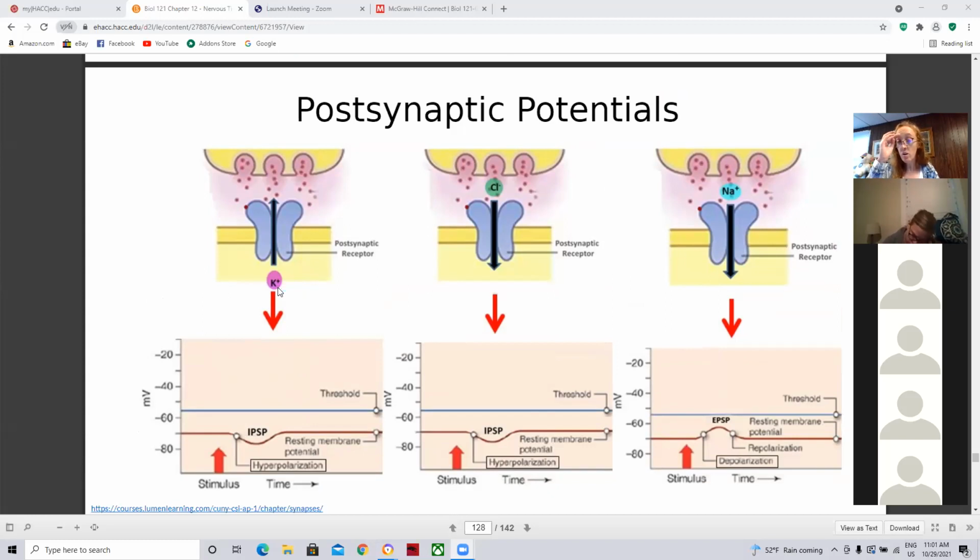Allowing chlorine to enter the cell is going to result in an inhibitory postsynaptic potential, hyperpolarizing the membrane. Allowing sodium to enter the cell is going to be an excitatory postsynaptic potential, and depolarize the membrane.